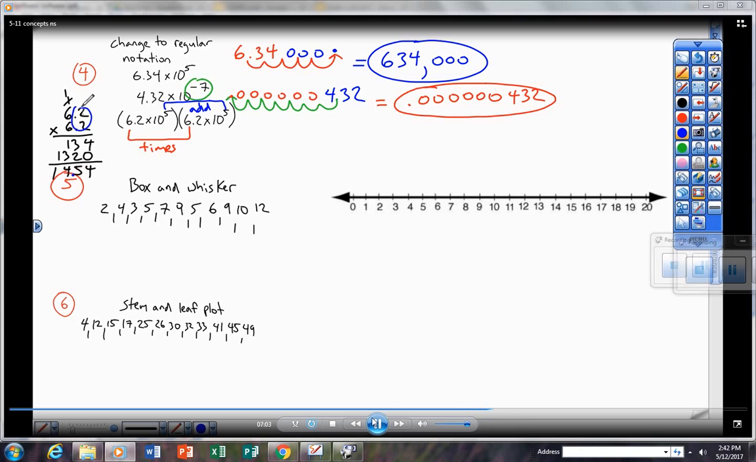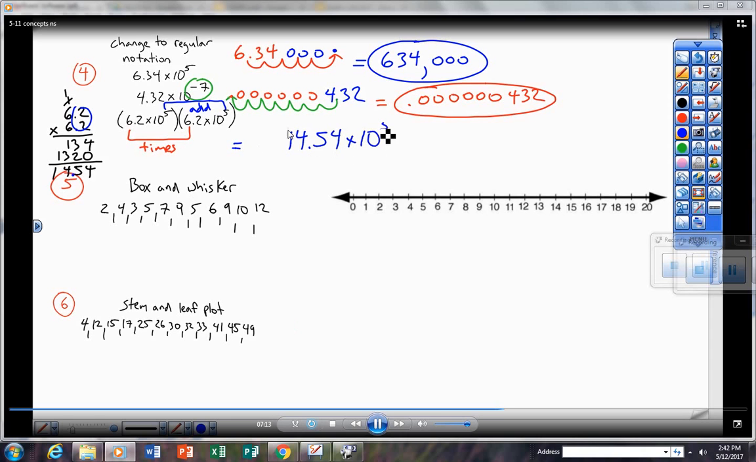Gives me 14.54. I put that decimal there because I have two numbers behind the decimal here. I need to make sure I put the decimal in a spot that also has two numbers behind. So that gives me 14.54 times 10 to the 10th power.